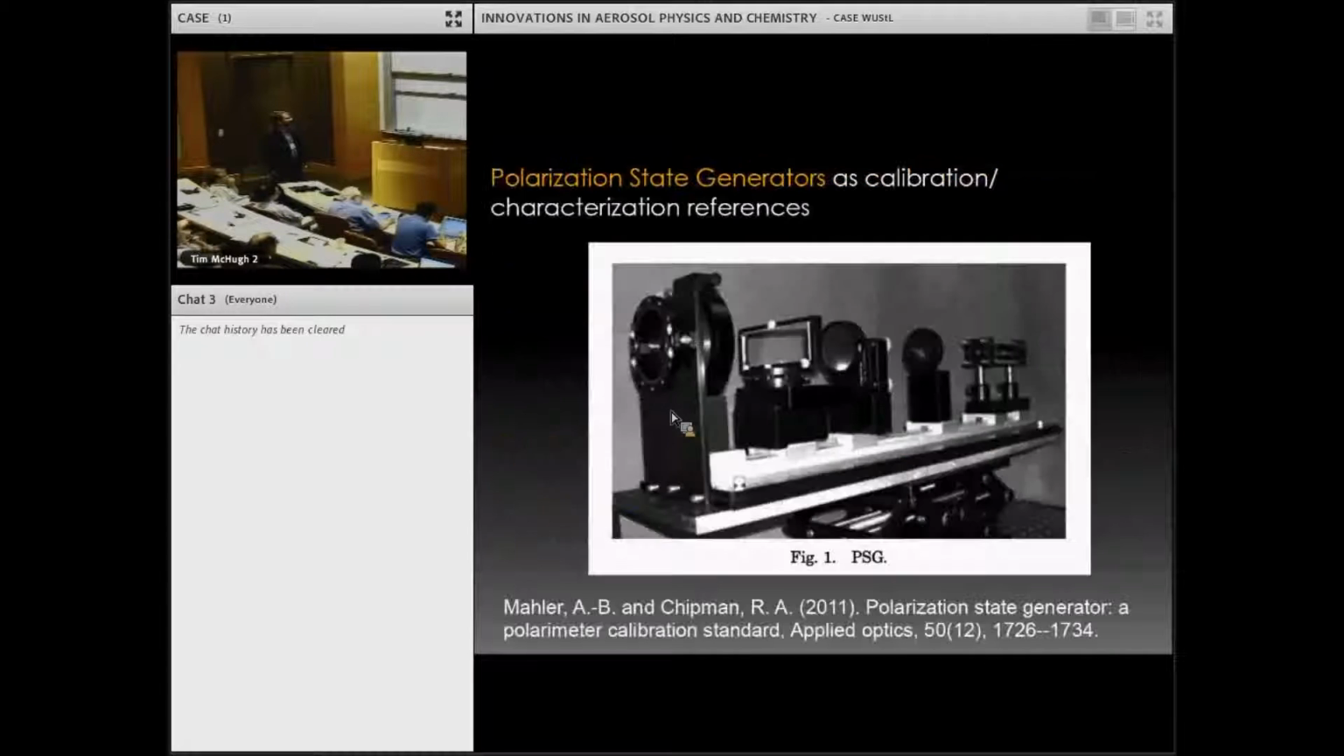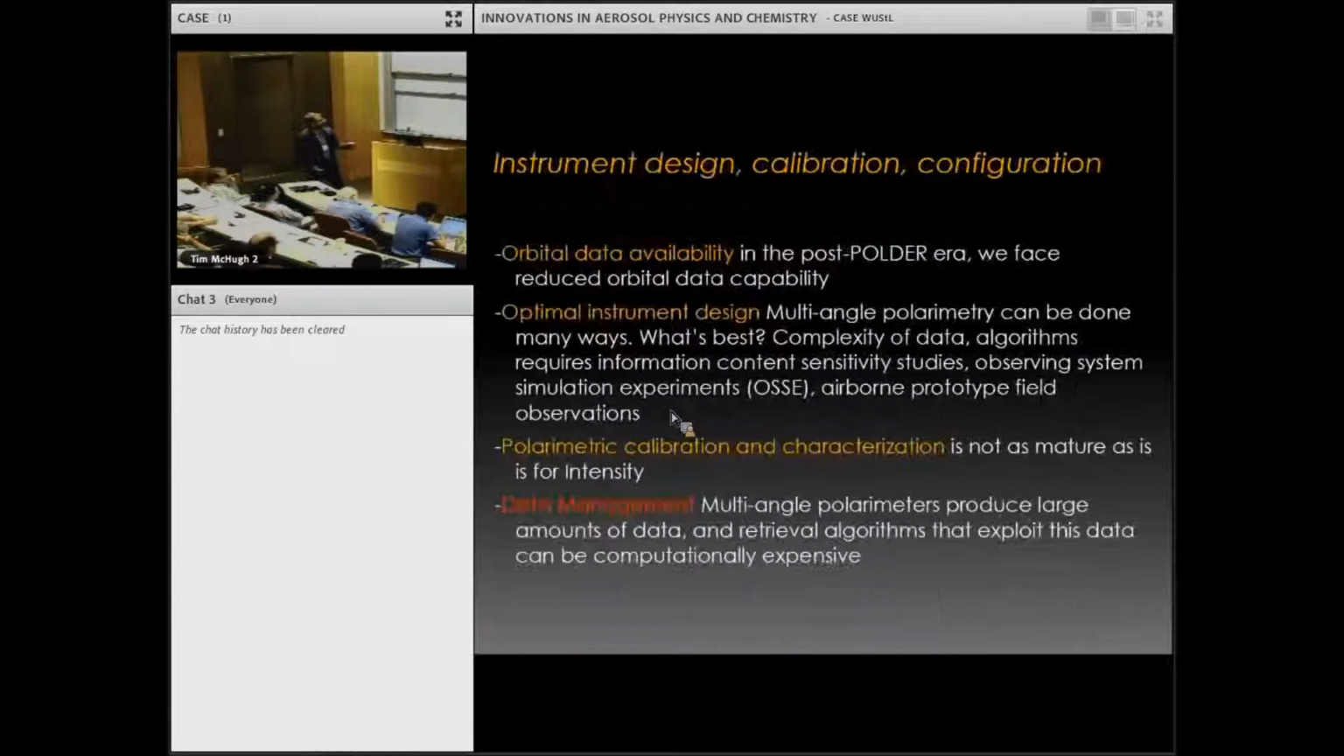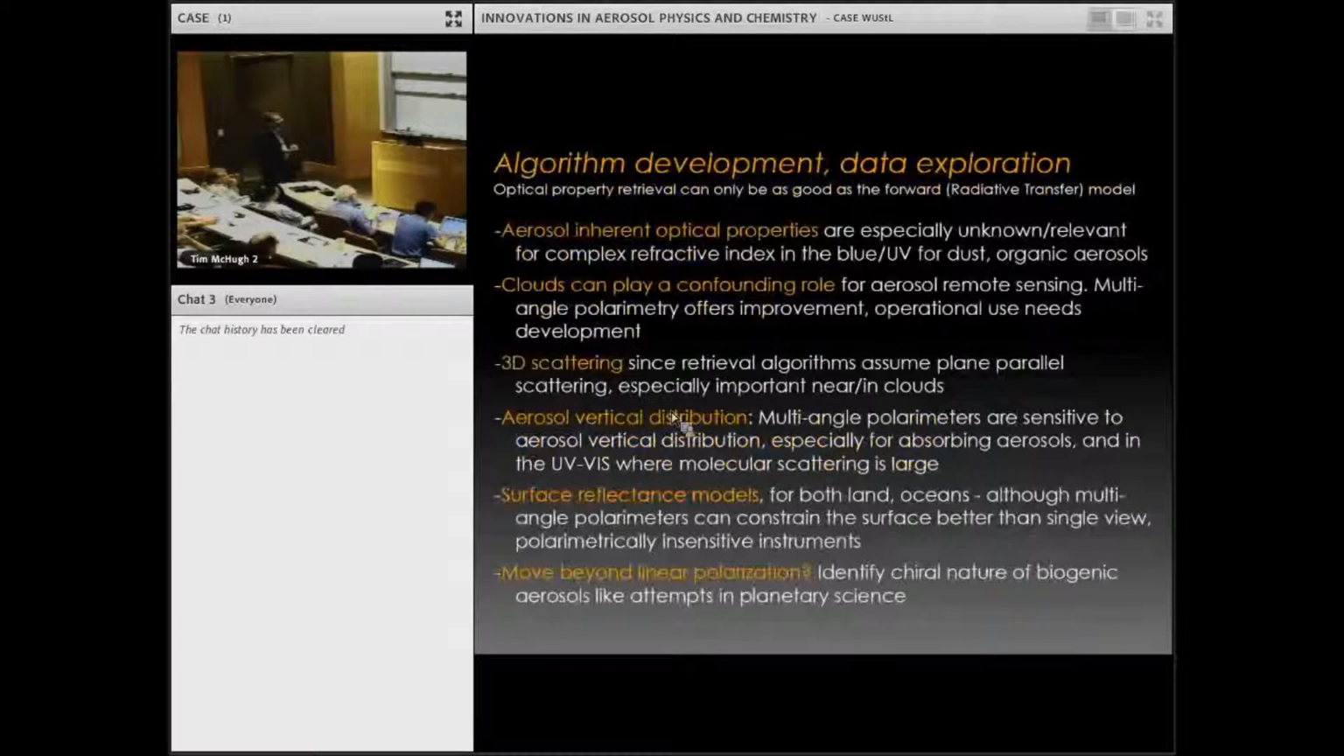Polarimetric calibration and characterization is important. This is a polarization state generator that is being used, but needless to say that the maturity of characterization of polarimetric instruments is not at the level of radiometric instruments, and I think I'm probably running out of time here. Data management's an issue. I have more slides of this.